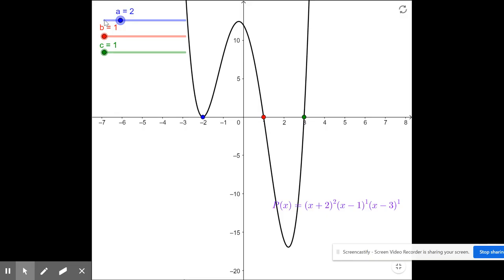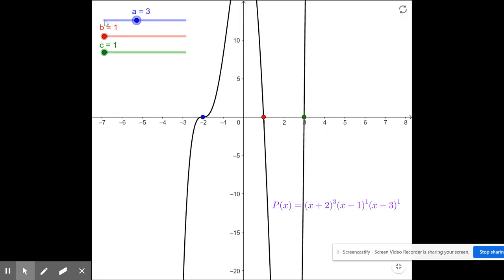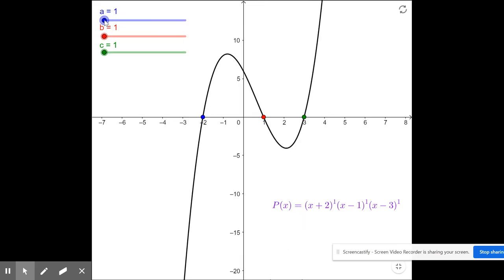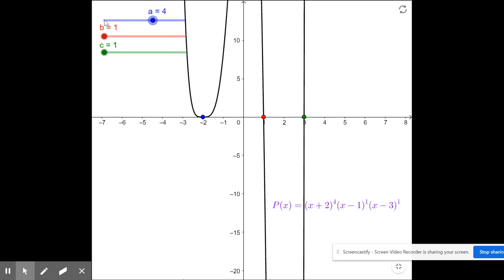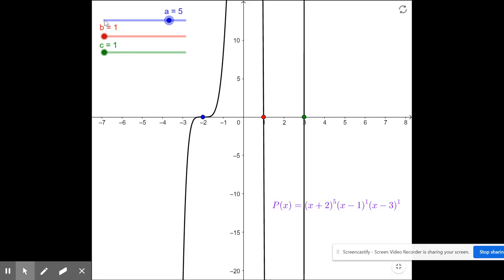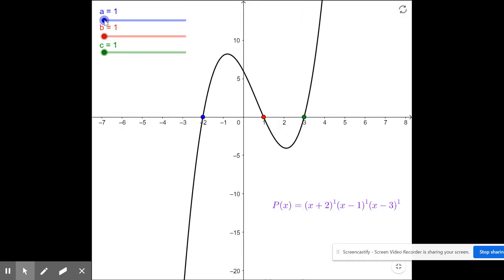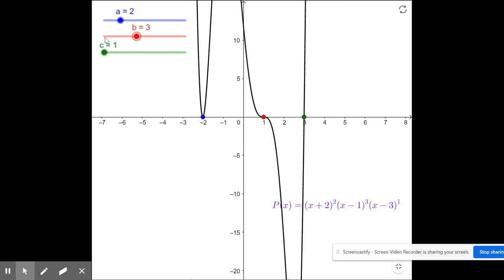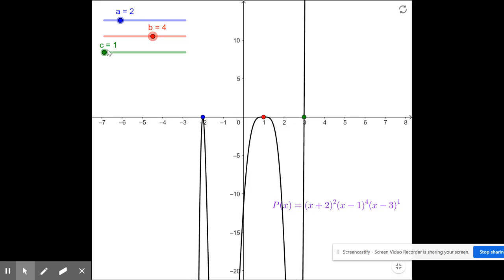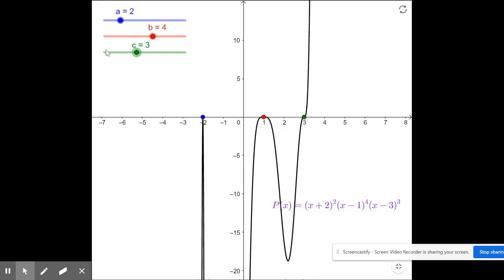What do you think happens when it's 3? Check that out. It's crossing again. So 1 crosses, 2 touches, 3 crosses, 4 touches, 5 crosses, 6 touches. If you're catching on to it now, when that exponent is odd, it crosses, and when it's even, it touches. Odd cross, even touch. Look at the red dot: it's odd, even, odd, even. Green dot, it's currently odd, even, odd, even.